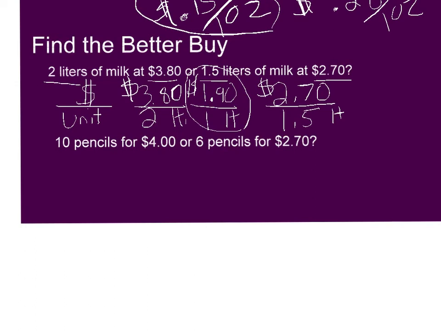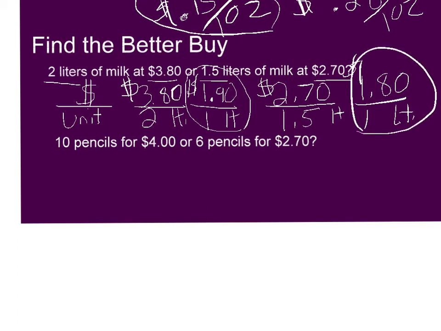Now over here, I'm going to do $2.70 divided by 1.5. And when I do that, I get $1.80 for 1 liter. So which one's cheaper? I would say that this one right here is cheaper because it's only $1.80 for 1 liter, and this is $1.90. So this would be the better one to buy. You get a little less milk, but you're getting it cheaper per liter.